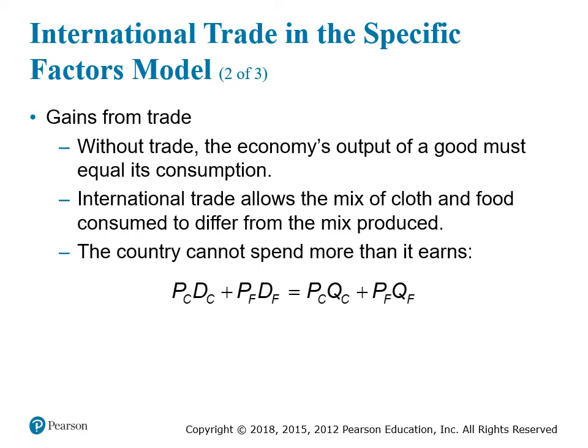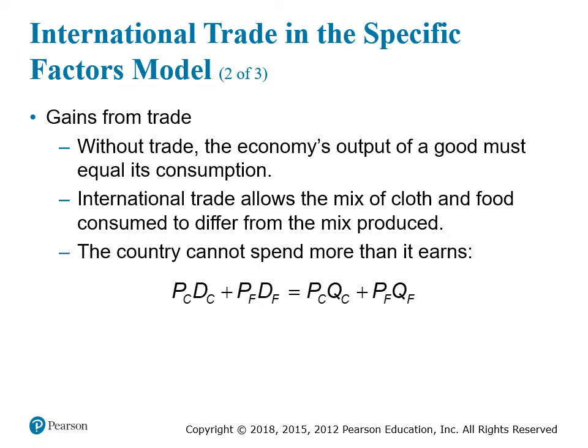And what are the gains from trade in this model? Without free trade, the economy's output of a good must equal its consumption. Before trade, the economy consumes whatever that country produces, but international trade allows the mix of cloth and food consumed to differ from the mix produced. That means that a country could consume a different combination of these two goods if it's open to international trade.